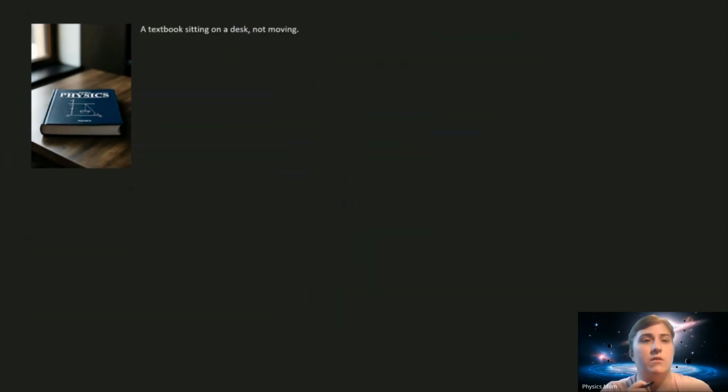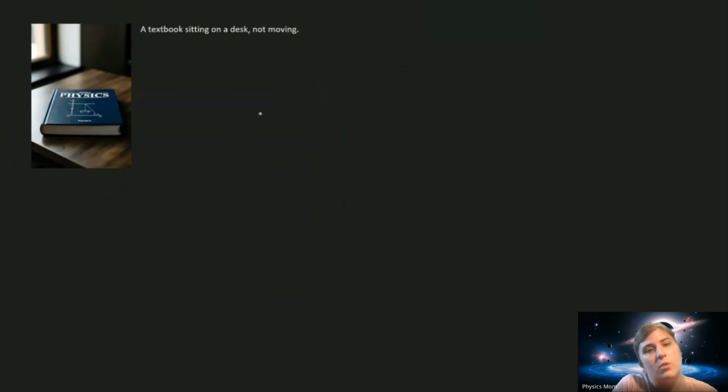Let's start with a physics book lying on a table. Seemingly this physics book isn't really doing anything. We'd think nothing's really going on there. But there are forces acting on this book. Gravity, since the book is on Earth, is pulling it down. So what is keeping this from falling through the table?